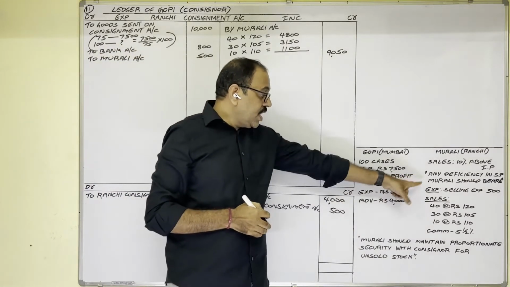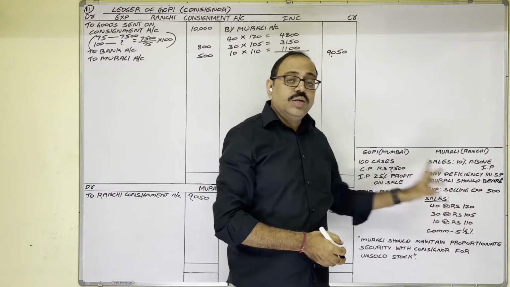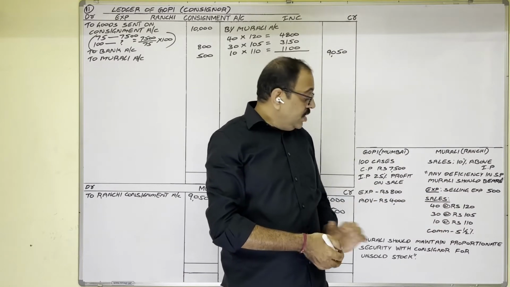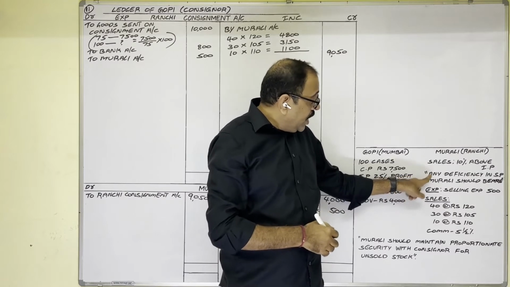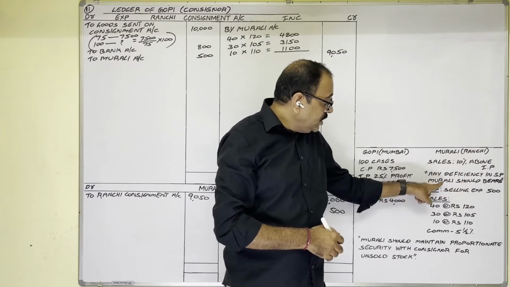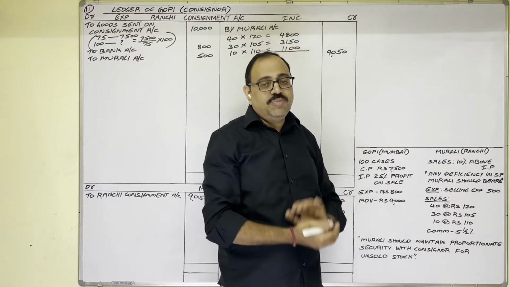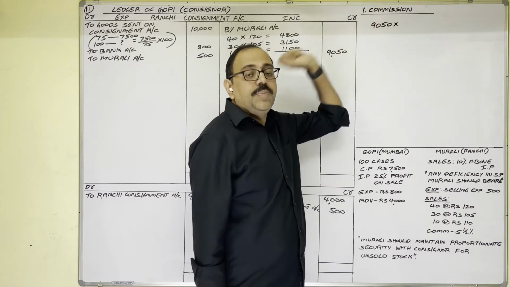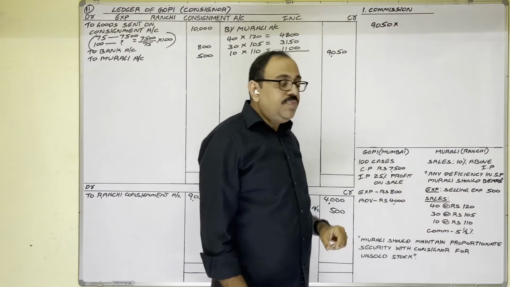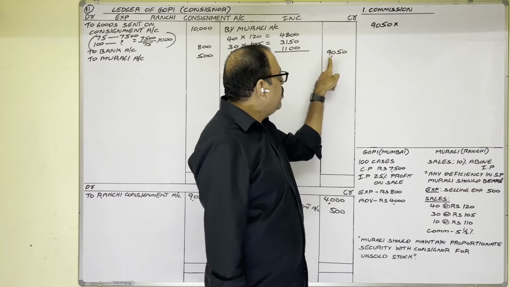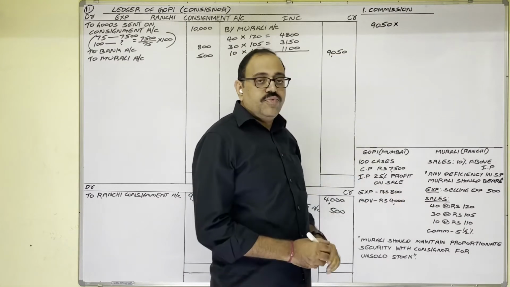Next come to commission. Commission is 5.5% on sale. And related with the commission, there is one extra point: any deficiency in sale price, Murali should pay. So let us see how to calculate commission. First working note is commission calculation. On total sales 5.5% now. Total sales amount we have calculated here, 9,050 into 5.5.